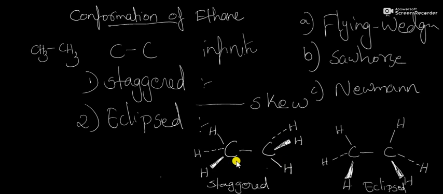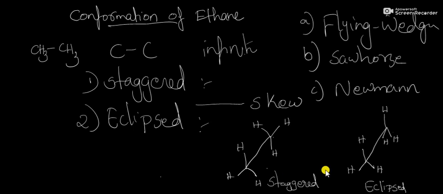And this is the flying wedge representation of the staggered conformation. Here both hydrogen atoms are in opposite phase, and this is the eclipsed conformation representation of ethane. Here both hydrogens are in the same phase. This is the Sawhorse formula of ethane. This is the staggered conformation and this is the eclipsed conformation.